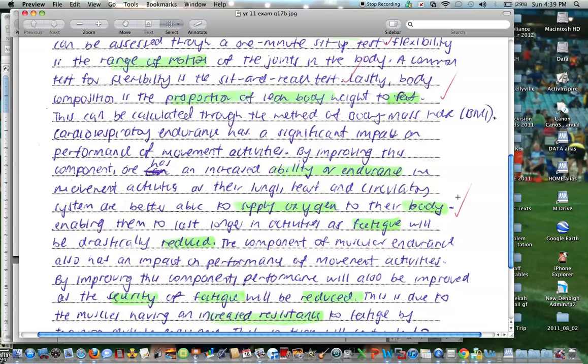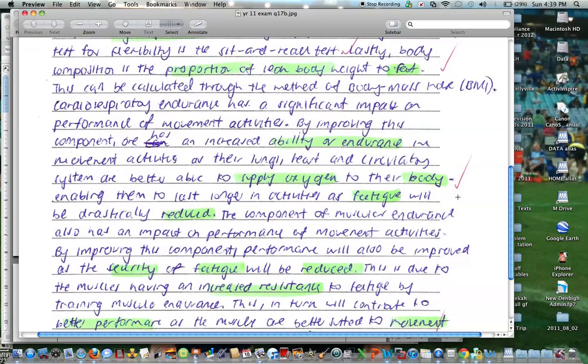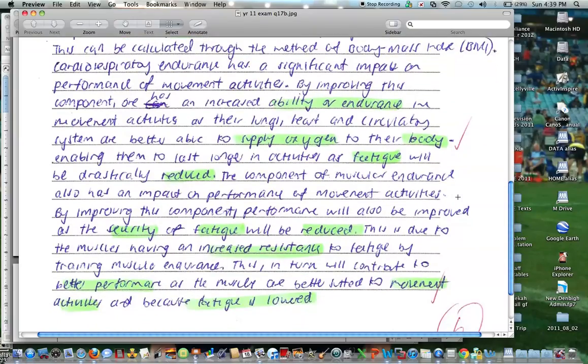The component of muscular endurance also has an impact on performance of movement activities. By improving this component, performance will also be improved as the severity of fatigue will be reduced. This is due to the muscles having increased resistance to fatigue by training muscle endurance. This in turn will contribute to better performances as muscles are better suited to movement activities and become fatigued a lot lower, and because fatigue is lowered. That's what he's done. He's gone through and he's explained 2 of them and the impact they can have on performance. So well done, a great answer.